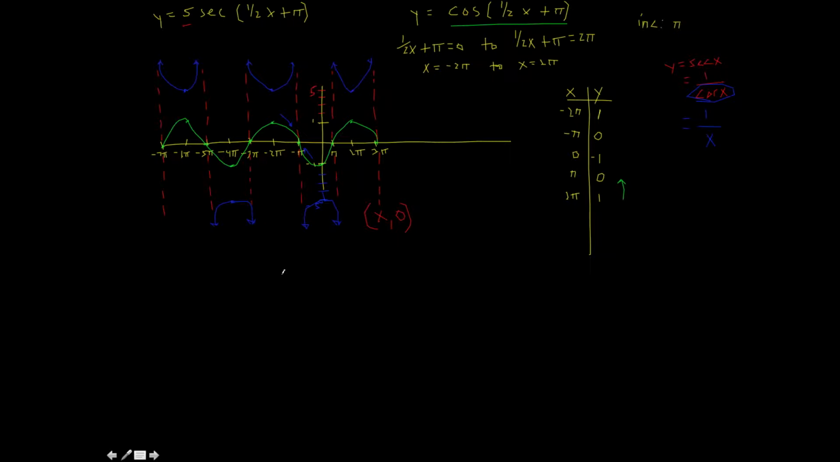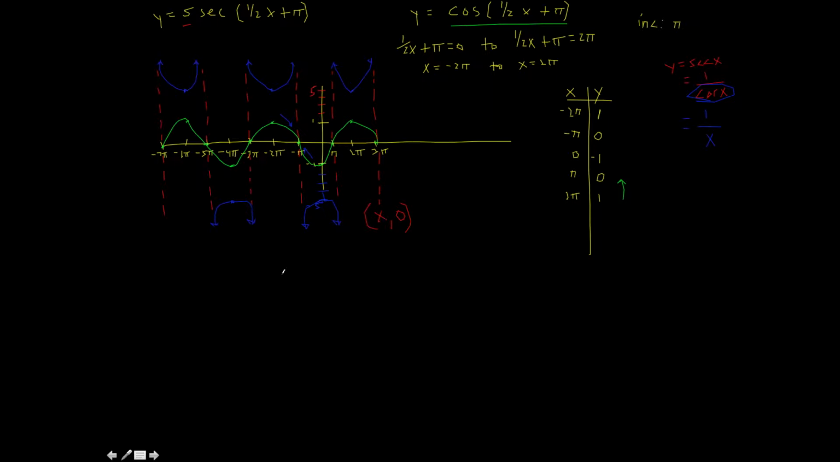But that would be the graph for y equals 5 secant of 1/2 x plus pi. Now the blue is the graph of the 5 secant of 1/2 x plus pi. But I want you to also draw the cosine graph on the test, okay? Make sure you can do that. It's not required for your homework, but it is required for your test. I want to see both graphs, so keep that in mind.